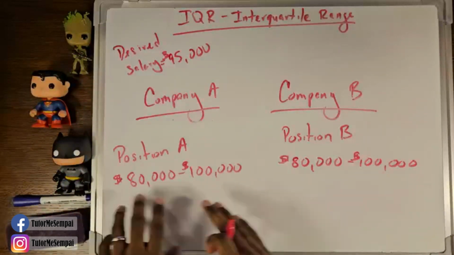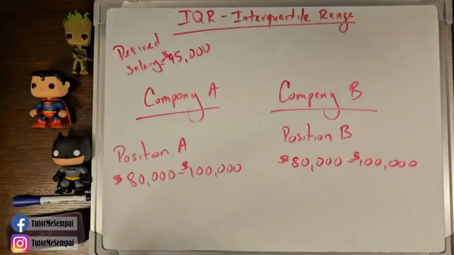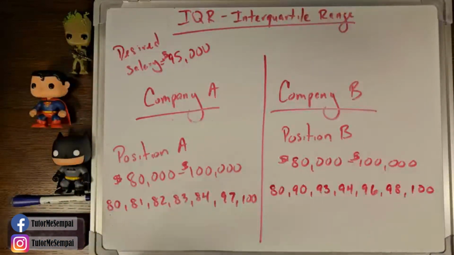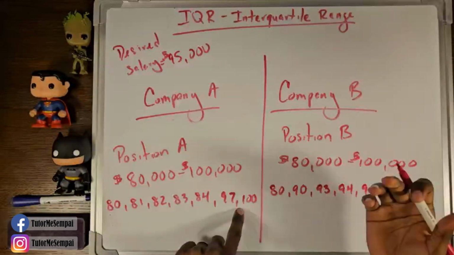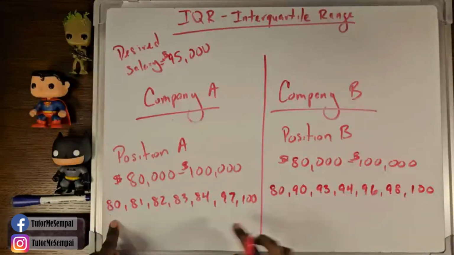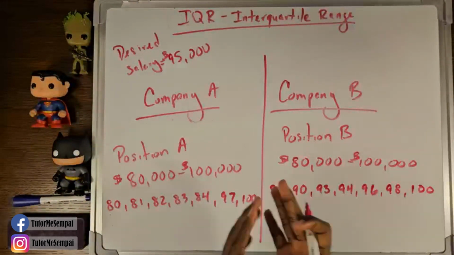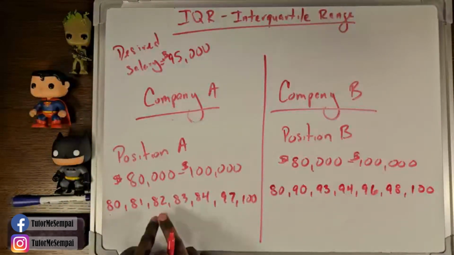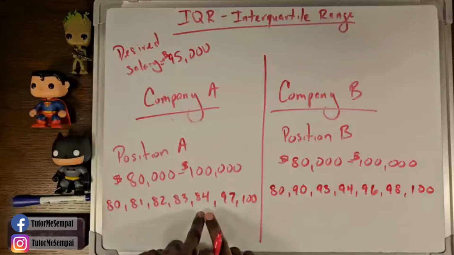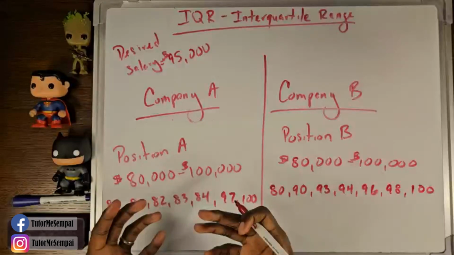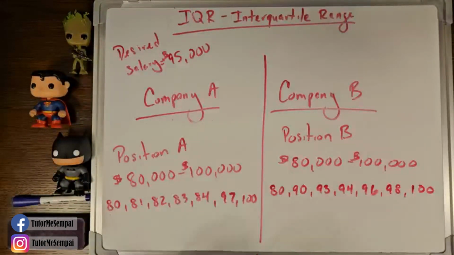So let's say both of these companies have data sets that look like this. Now these are going to be shorthand for thousands. So when I say 80, I mean 80,000, 100, 100,000, just to give us a little bit more space to work with. So your data is going to look like this. Your salary data for company A is going to have 80,000, 81,000, 82,000, 83,000, 84,000, 97,000, and 100,000. That's our data set that comprises the range that we looked at.